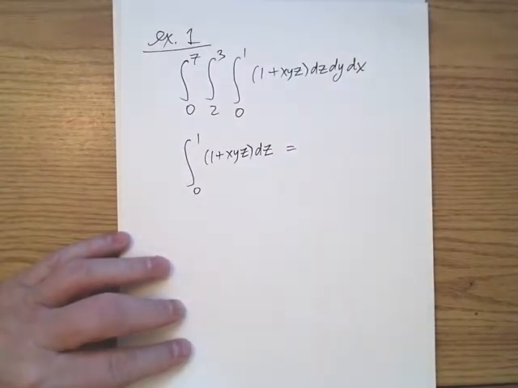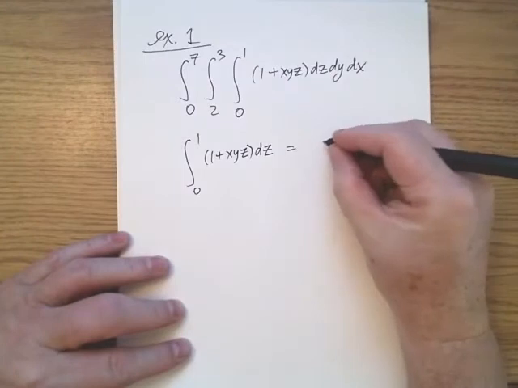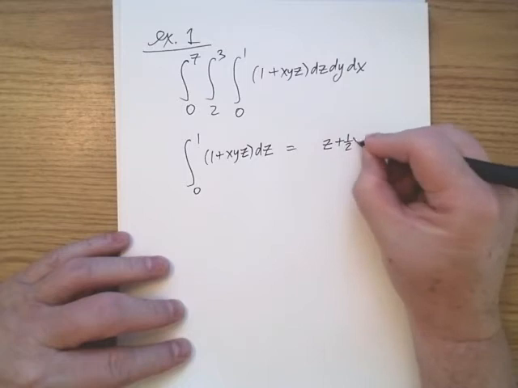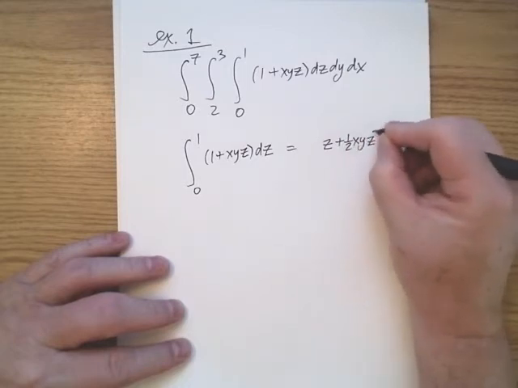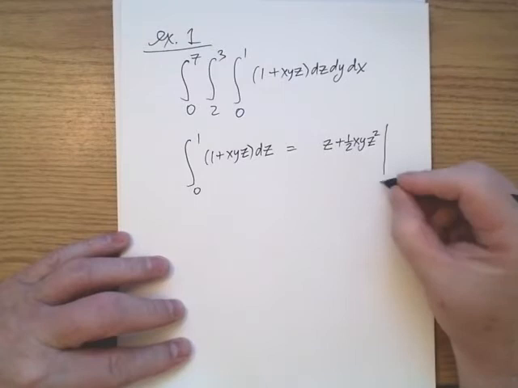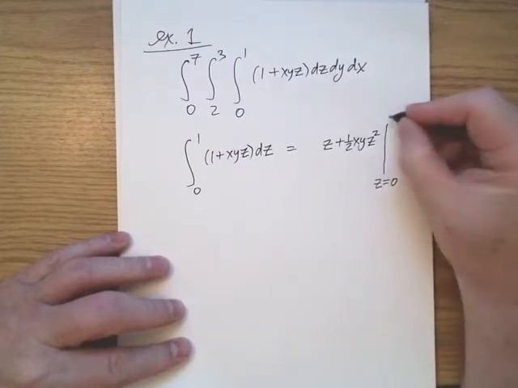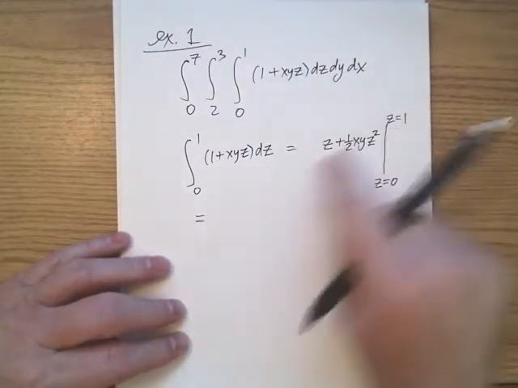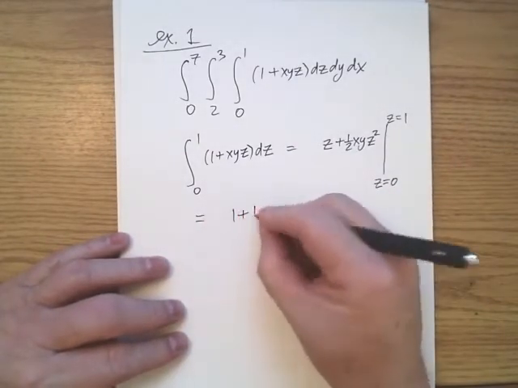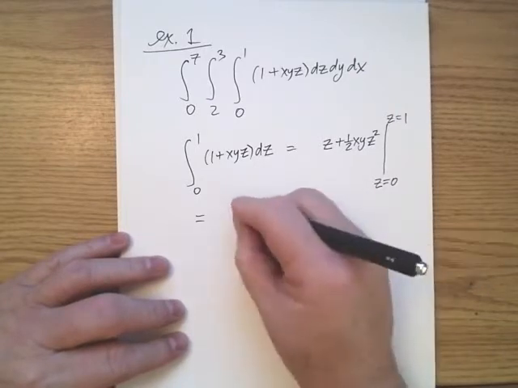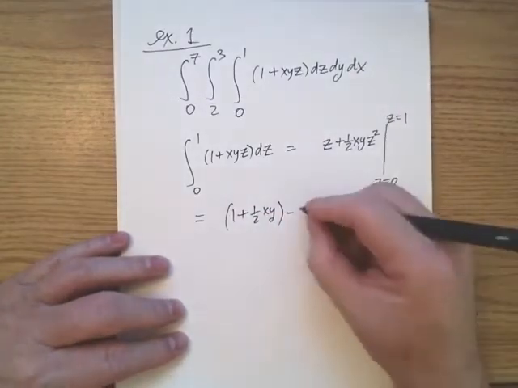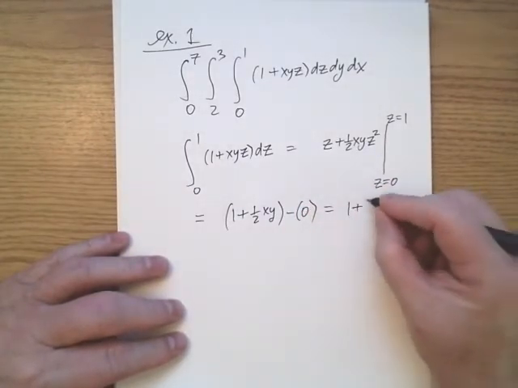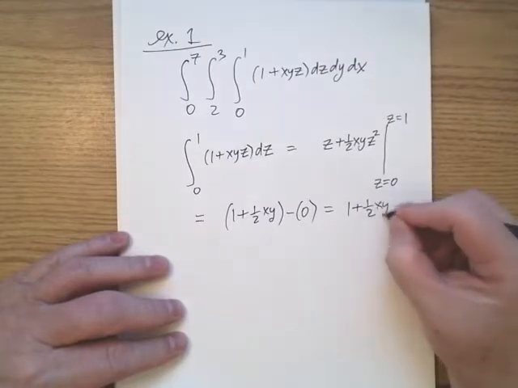So it's like what? We were calling that a partial integration. So I would get what here? When I integrate 1, I would get z. And here I would get 1/2 xy times z squared. Now, where is z going from and to? Z is going from 0 to 1. So let's go ahead and evaluate that. You see at z equals 1, we would get what? 1/2 plus 1/2 xy. When z is 0, I get what? 0 out of both those terms. So the answer is 1 plus 1/2 of xy.